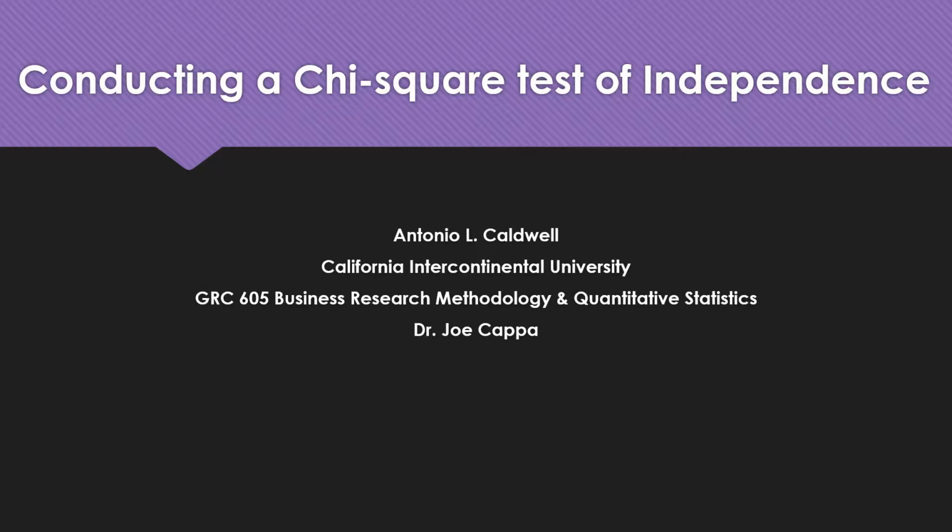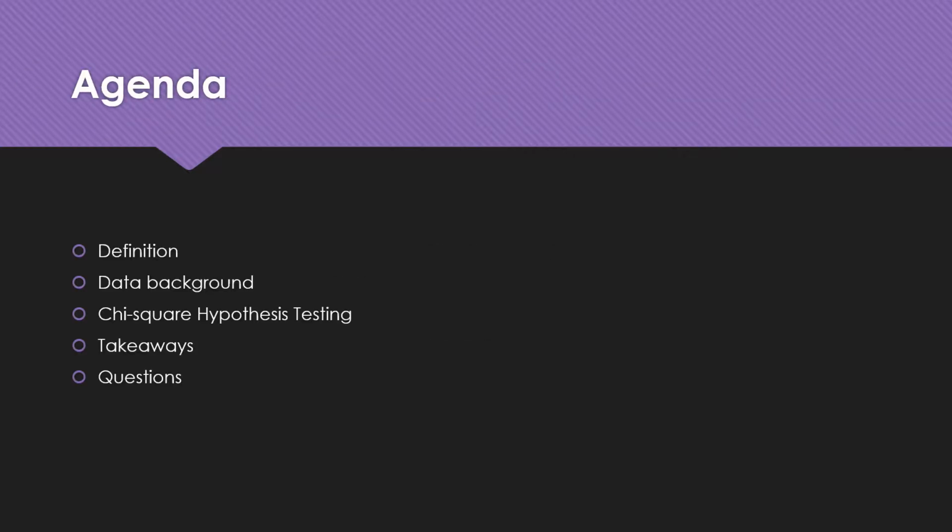This is GRC 605, Business Research Methodology and Quantitative Statistics with Dr. Joe Kappa. We will be reviewing today conducting a chi-square test of independence. Our agenda: first we'll look at the definition, data background, chi-square hypothesis testing, takeaways, and questions.